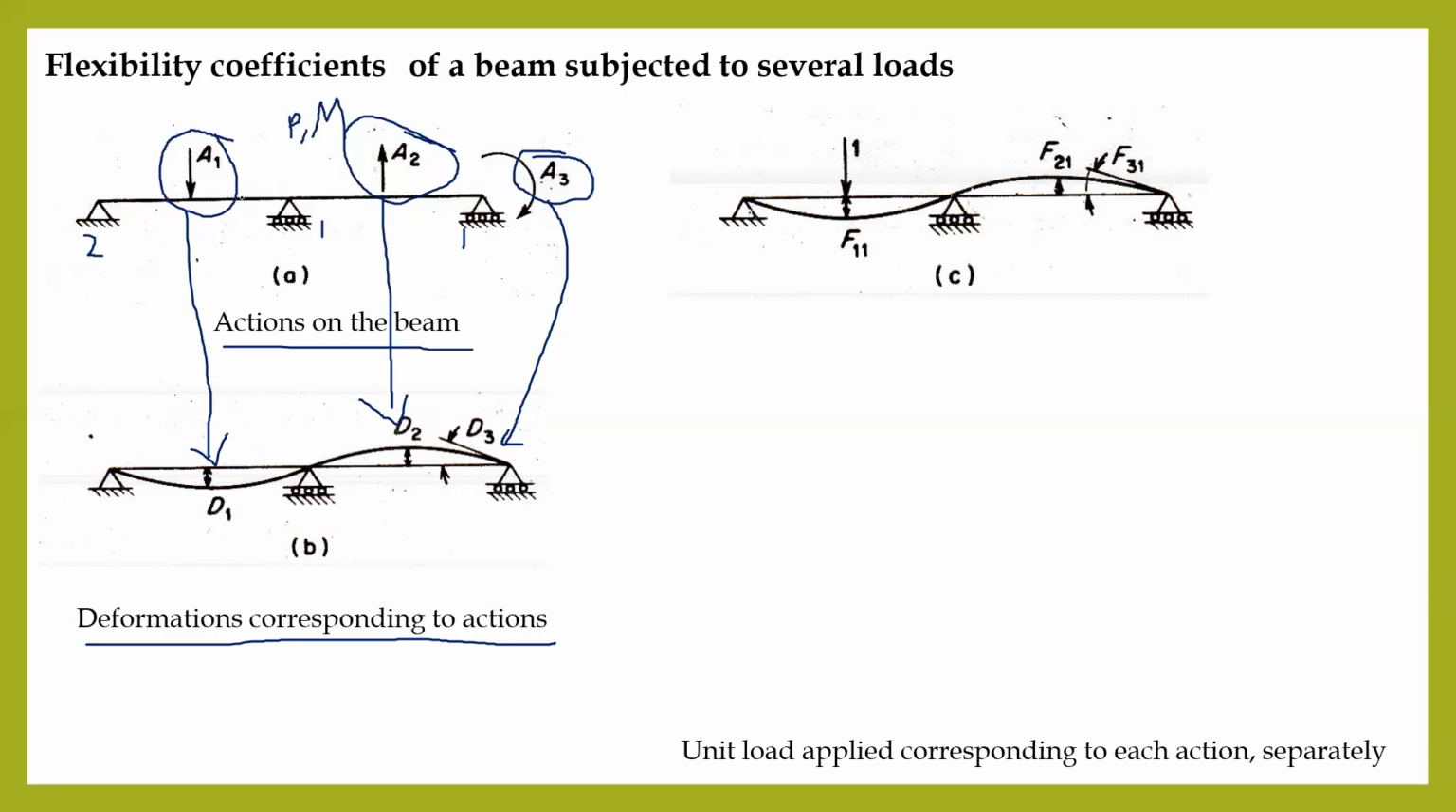Now, what are the actions here? Actions are A1, A2, and A3. So corresponding to these actions, we will apply unit load once every time. So now this 1 is unit load applied in the direction of A1. So when you apply the unit load in the direction of A1, you will get 3 flexibility coefficients. So these are all flexibility coefficients.